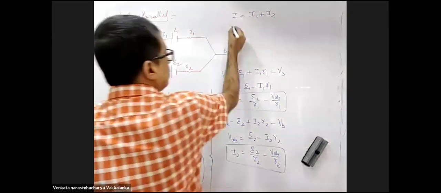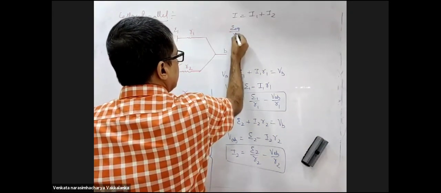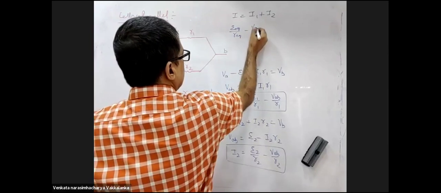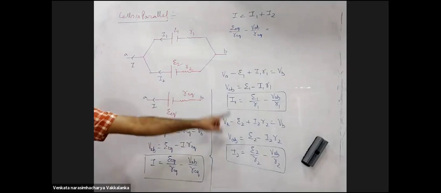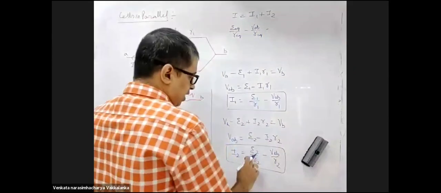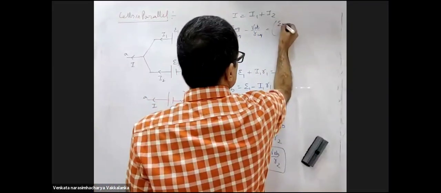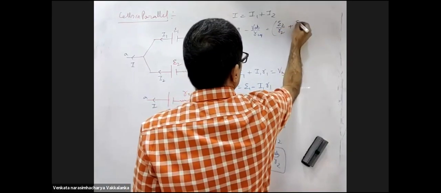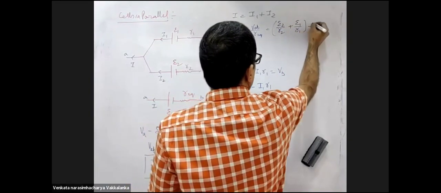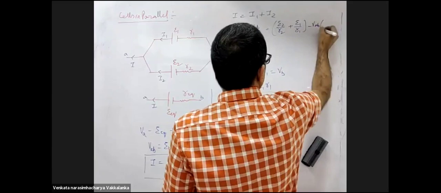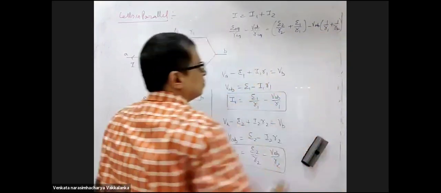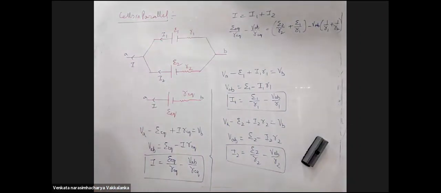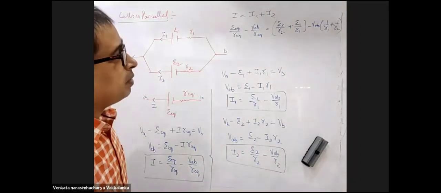I'll substitute from here. E equivalent by R equivalent minus VAB by R equivalent. I1 and I2, when I add, I will add these two first. E2 by R2 plus E1 by R1 minus VAB into (1 by R1 plus 1 by R2).